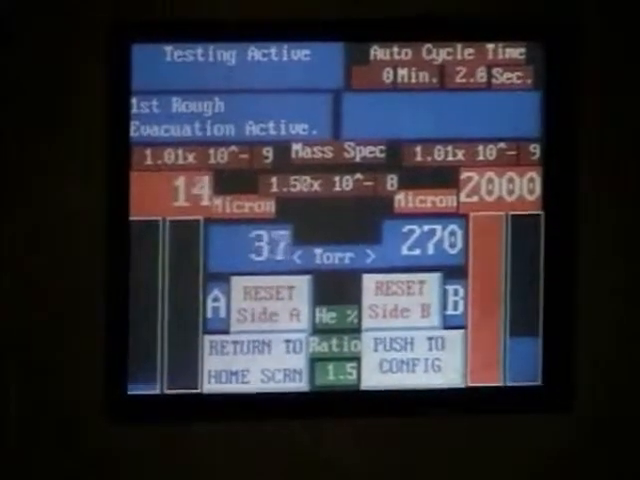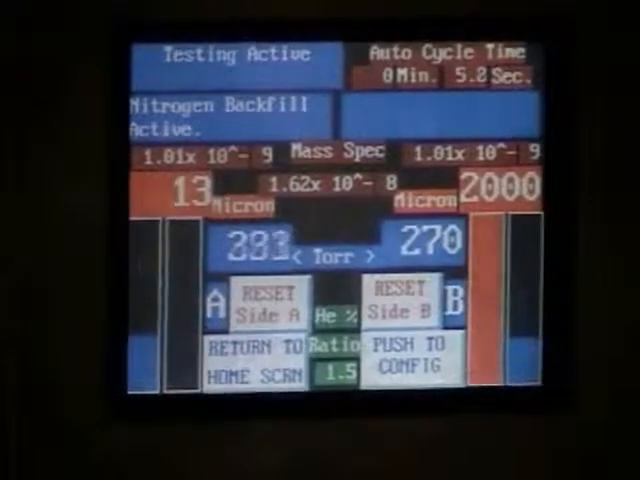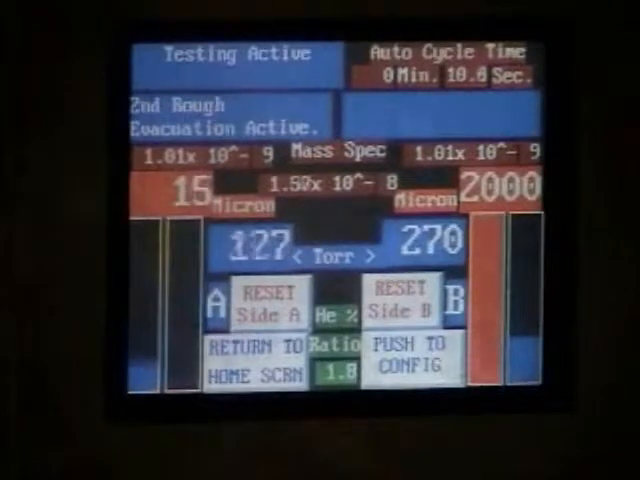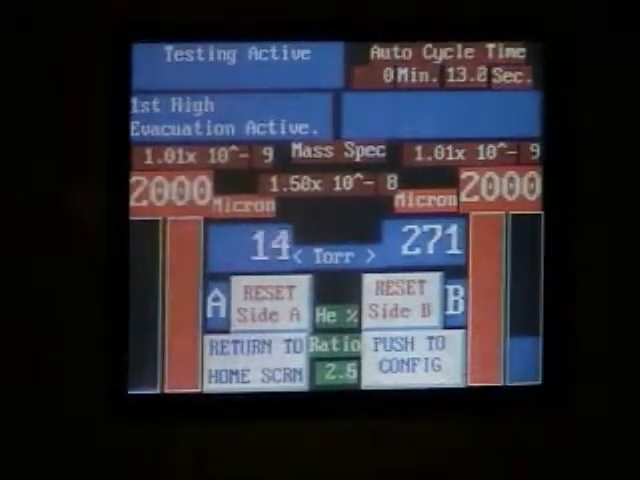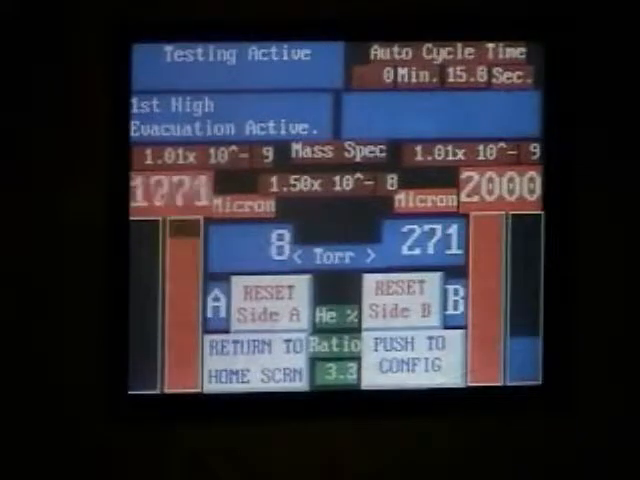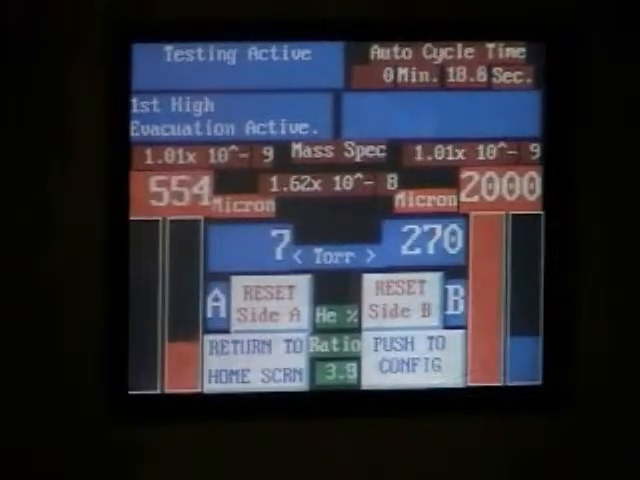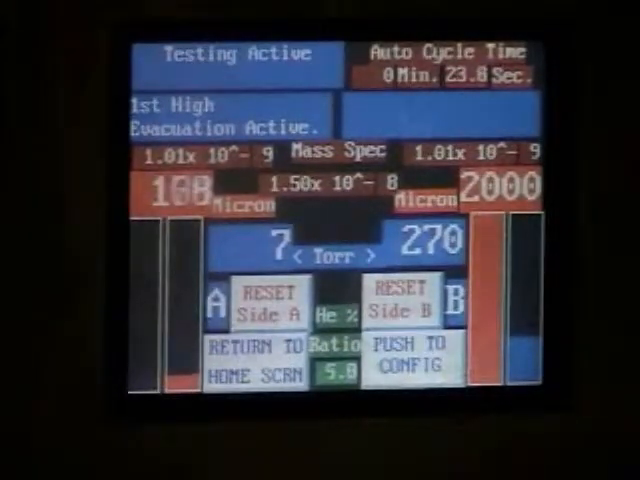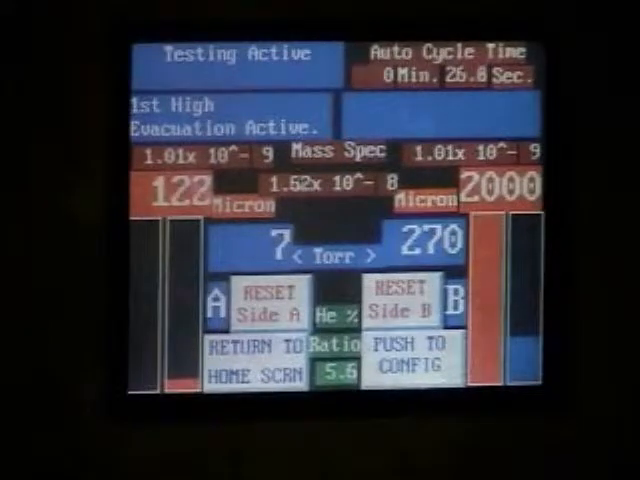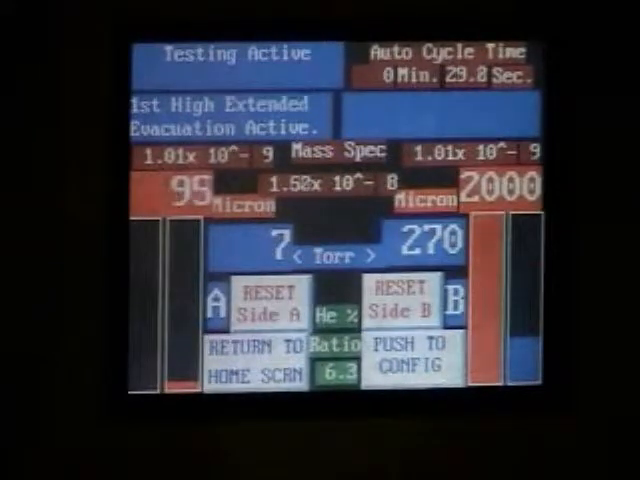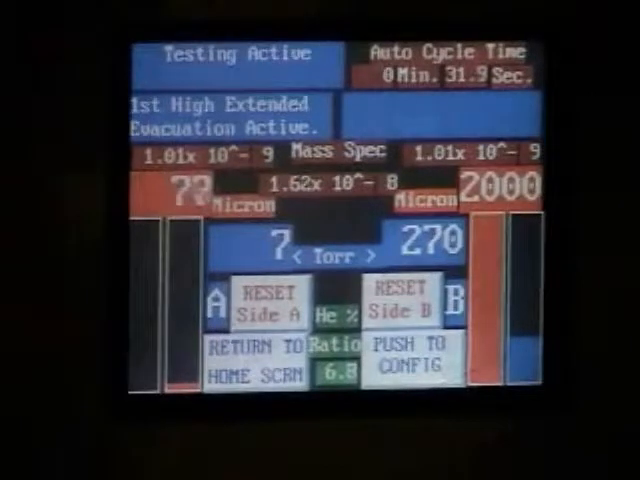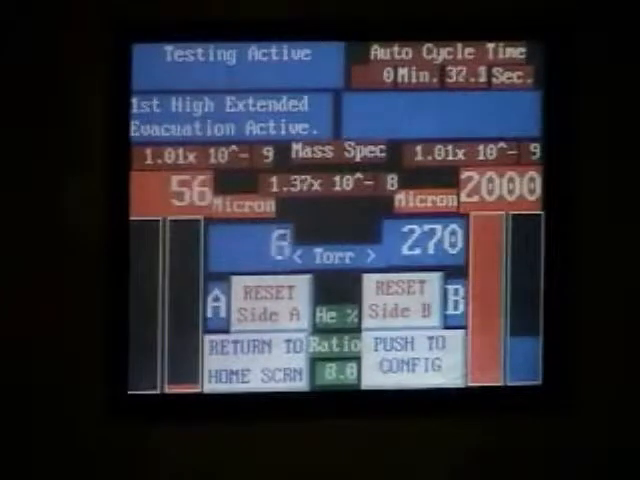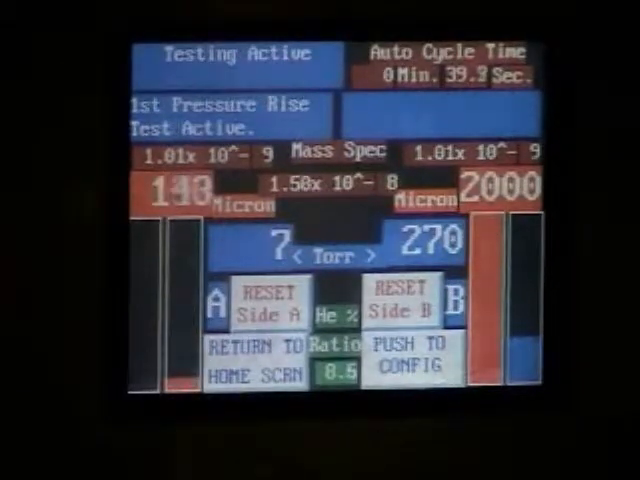You'll notice we're on our first rough evac active. Now we're doing our first nitrogen backfill. Again, that's to help in cleaning out the unit. Now we're into our first high evacuation cycle active. You remember we had to get down to 100 microns before we went into our extended. So we're in the large unit. Now we're in our extended time period for 15 seconds. As you can see, we're well below 100 microns.